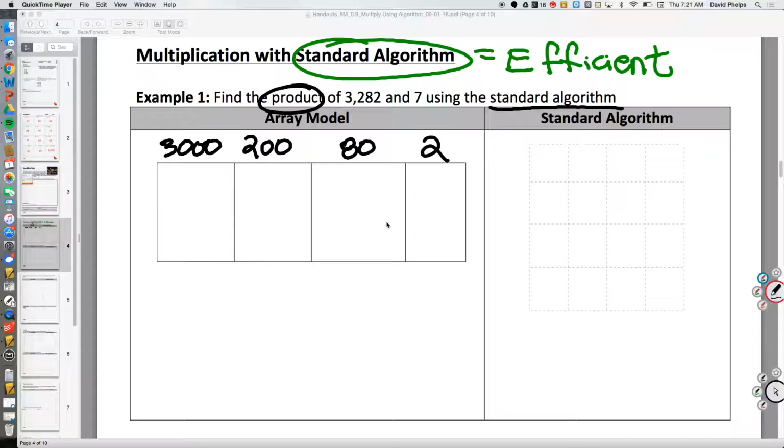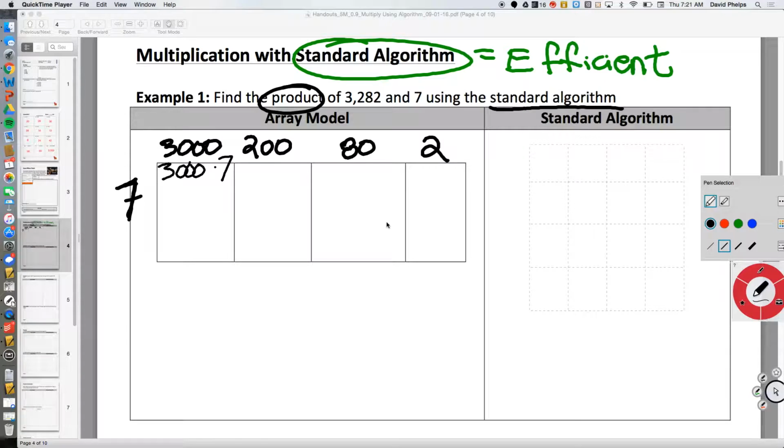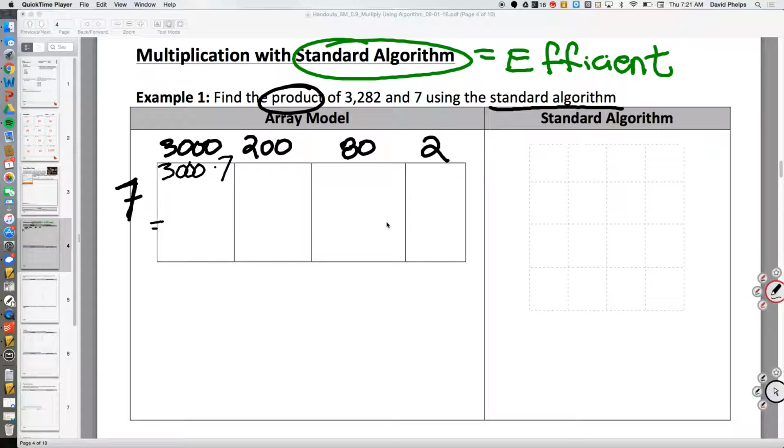On the left side, we just have the 7. So put 7 right on the left side. First box, we're going to be multiplying 3,000 times 7. Remember that dot thing just means multiply. 7 times 3 is 21. Put 3 zeros. 21,000. Great, move on.